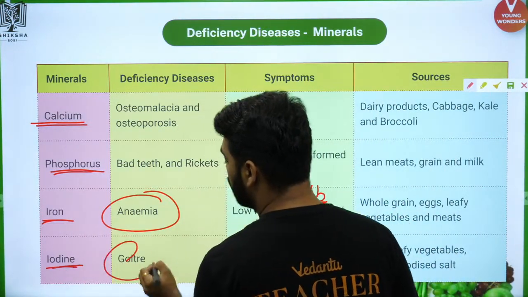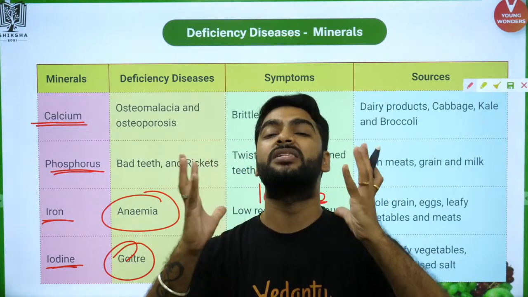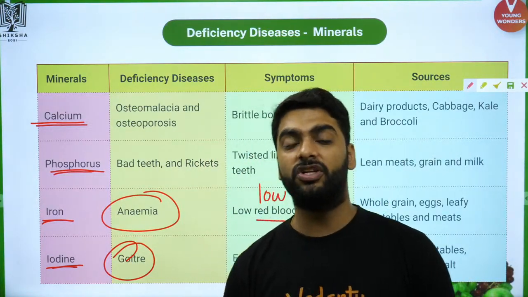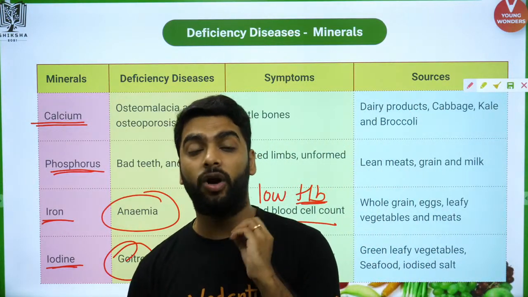Iodine deficiency causes goiter. What is goiter? Goiter is swelling in the neck. The neck swells to this much. That is goiter, which is caused due to iodine deficiency. And you get iodine from iodized salt.